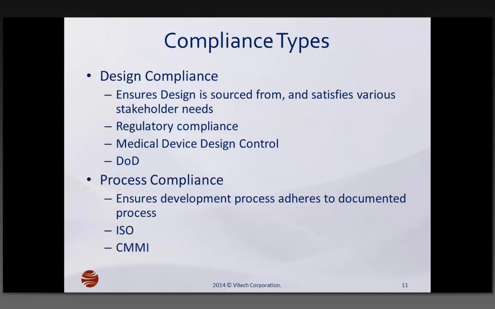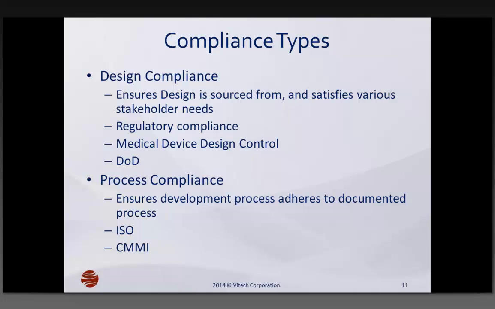There are 2 types of compliance. There's design compliance and there's process compliance. Design compliance enables one to show and demonstrate that the design is properly sourced from a set of regulations or system requirements, and provides the ability to demonstrate that all stakeholder needs are being met. Those stakeholders may be users of a system. They may be government agencies requiring certain regulatory compliance.